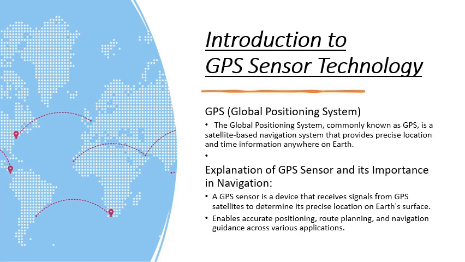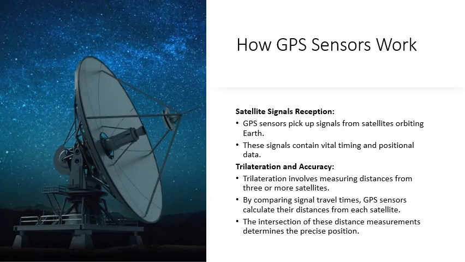So now we will talk about how a GPS sensor works. A GPS sensor picks up a signal from a satellite orbiting Earth, and these signals contain vital timing and positional data. GPS satellites send electromagnetic signals to Earth. The receiver picks up that signal and converts it into an electrical signal, and using that electrical signal it calculates a position.